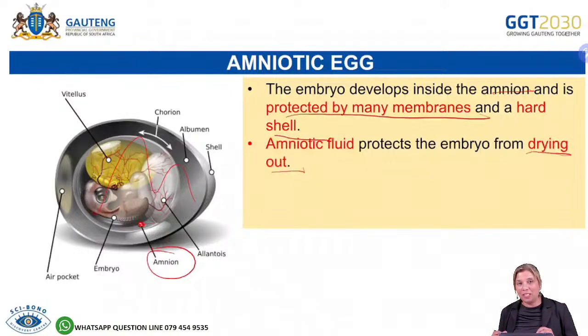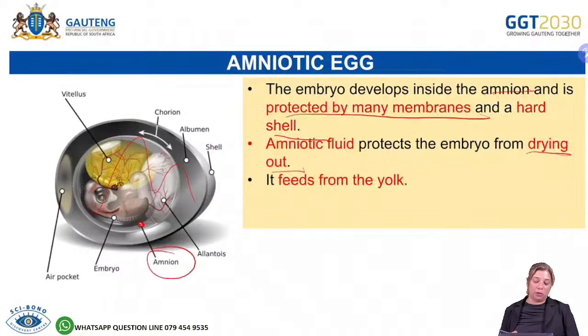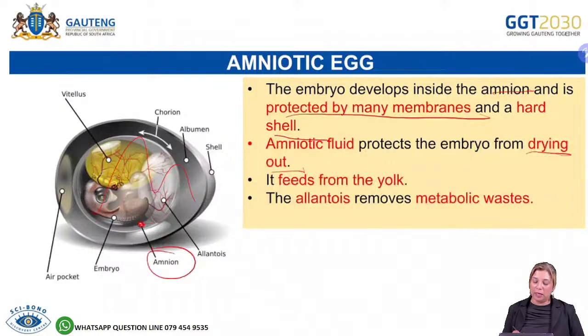Why does it need to be moist? Because all the nutrients are dissolved in the liquid. All the waste moves through the liquid, okay? And then it feeds from the yolk. So it feeds from the yolk, as well as the allantois removes metabolic waste. So this is very, very important, because if the allantois was not there, and there was an accumulation of waste, it would become toxic and the embryo would die.